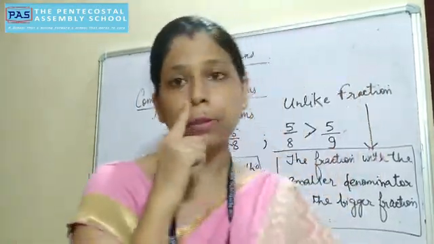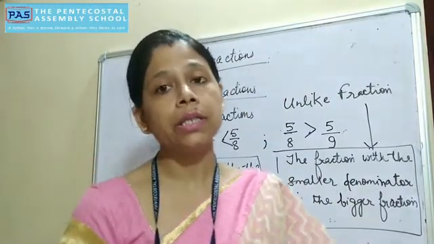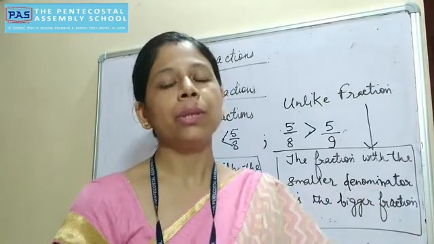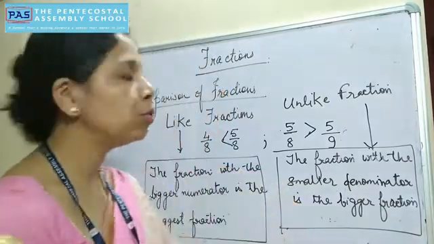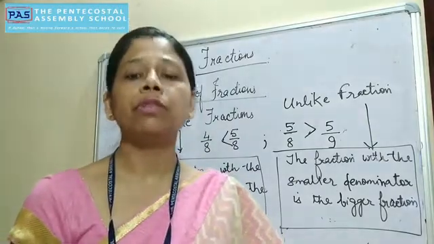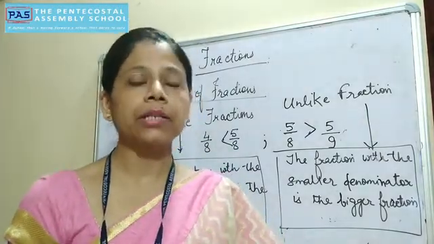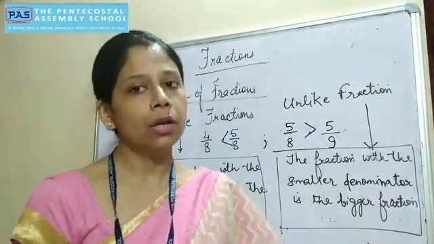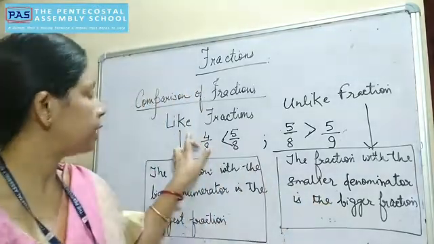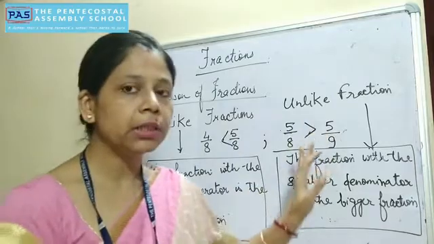This is something which is not given in your book, but it is in your mental maths activity book. This type of question is there. So today what we are going to do is comparison of fractions. What is meant by comparison? To tell which is the greater fraction and which is the smaller fraction. You all know, like I discussed in the morning, the types of fraction: like fraction and unlike fraction.